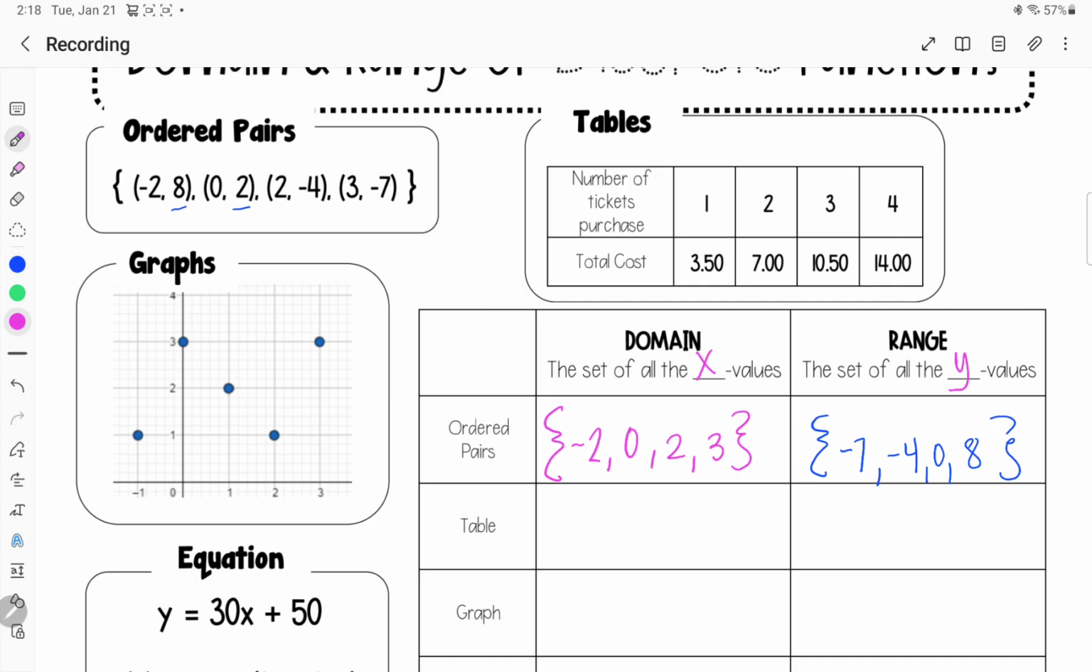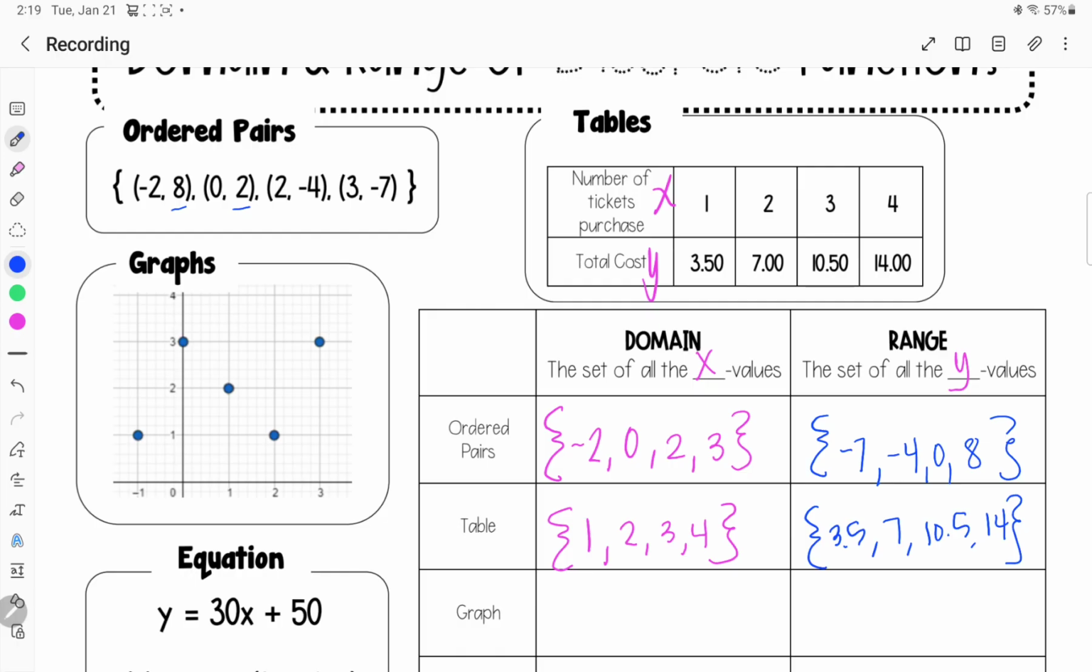All right. Now let's look at our table. Again, these would represent x values. These would represent y values. So my x values would be 1, 2, 3, and 4 in that table. My y values in that table would be 3.5, 7, 10.5, and 14.